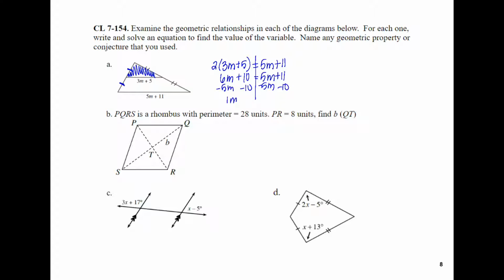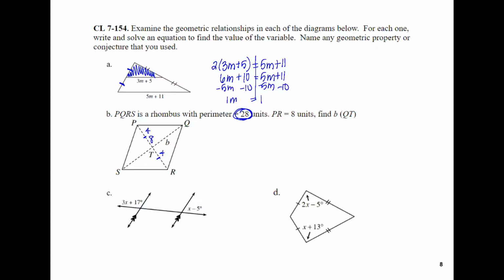In both cases, I would get m is equal to 1. Looking at B, PQRS is a rhombus with a perimeter of 28 units. PR is 8 units. Find the length of B. Well, I know that these two pieces of my rhombus should be 4 and 4, and I know the perimeter of my rhombus is 28.